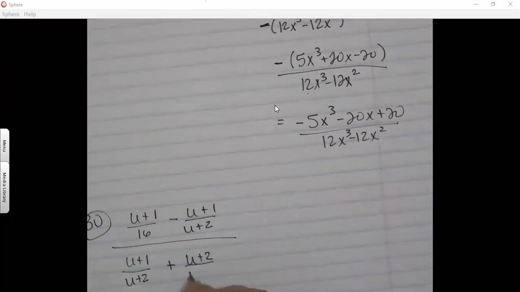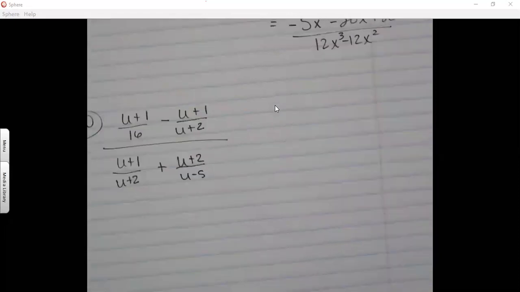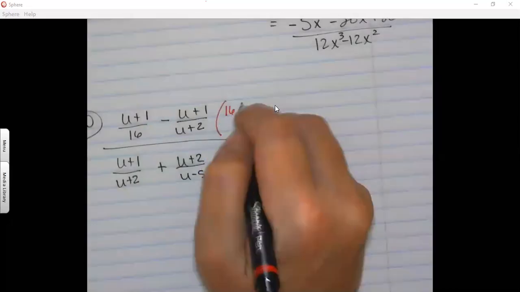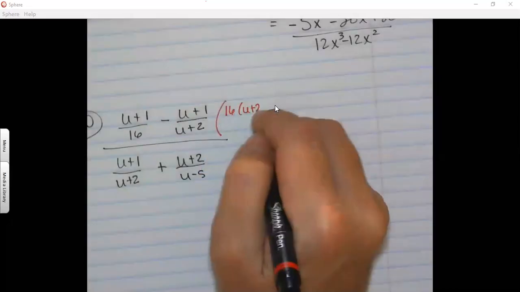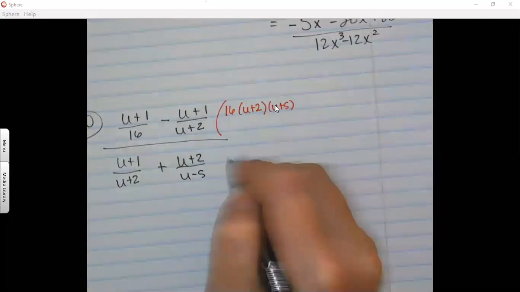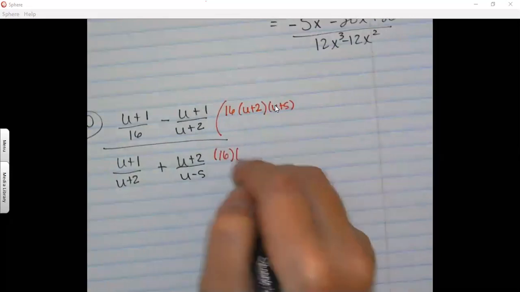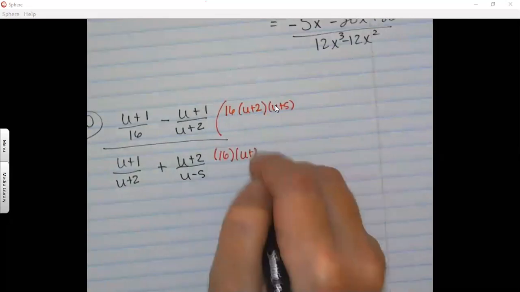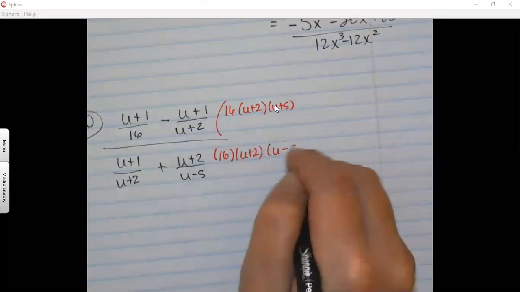Okay, on 30, the least common denominator is going to be 16 times u plus 2 times u minus 5, sorry. So we got a lot going on there. 16 times u plus 2 times u minus 5. So I'm going to multiply every term.